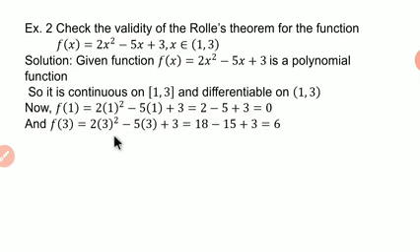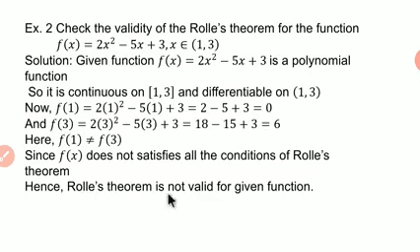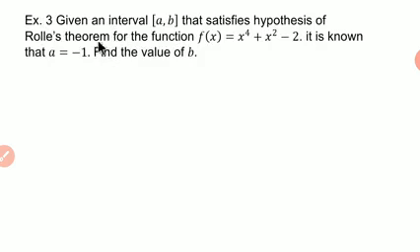Now here we observe that f of 1 is not same as f of 3. Therefore f of 1 not equal to f of 3. And therefore since f of x does not satisfy all the conditions of Rolle's theorem, and hence Rolle's theorem is not valid for given function, or we can say that Rolle's theorem is invalid for given function. Now see example number 3.